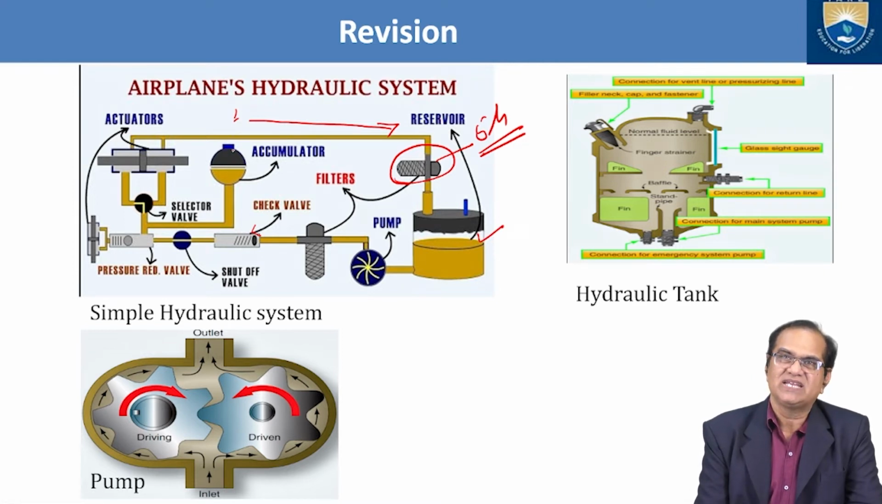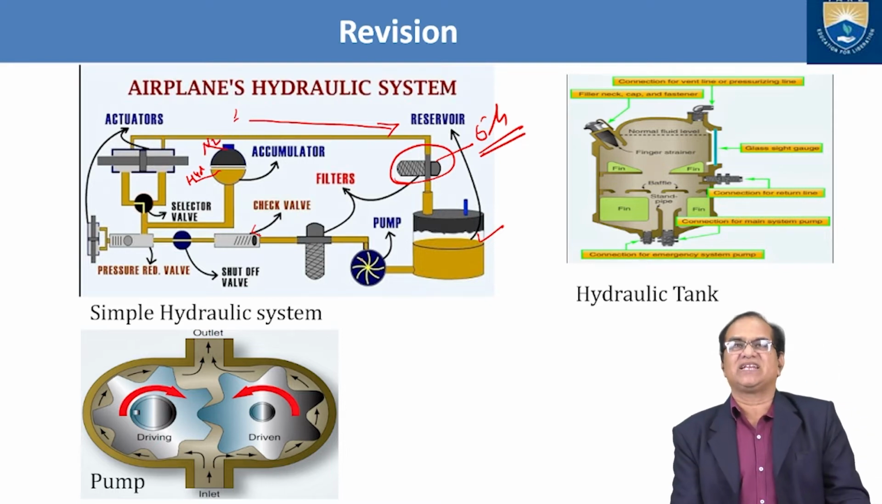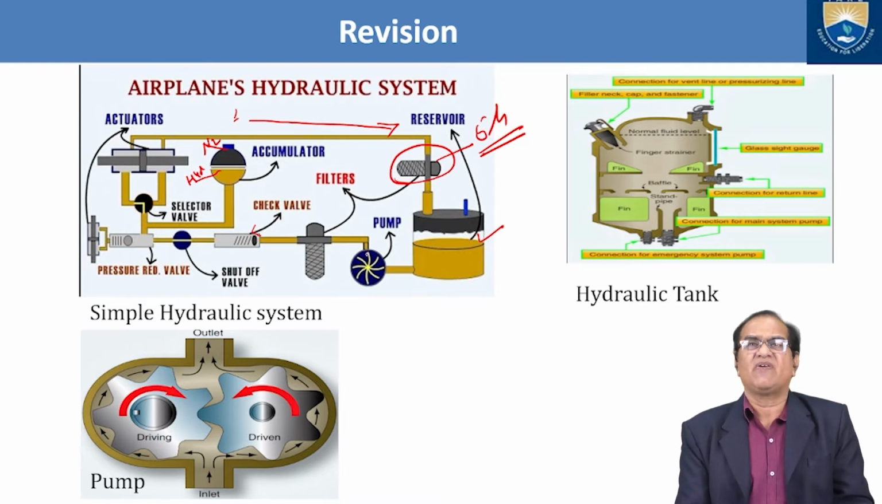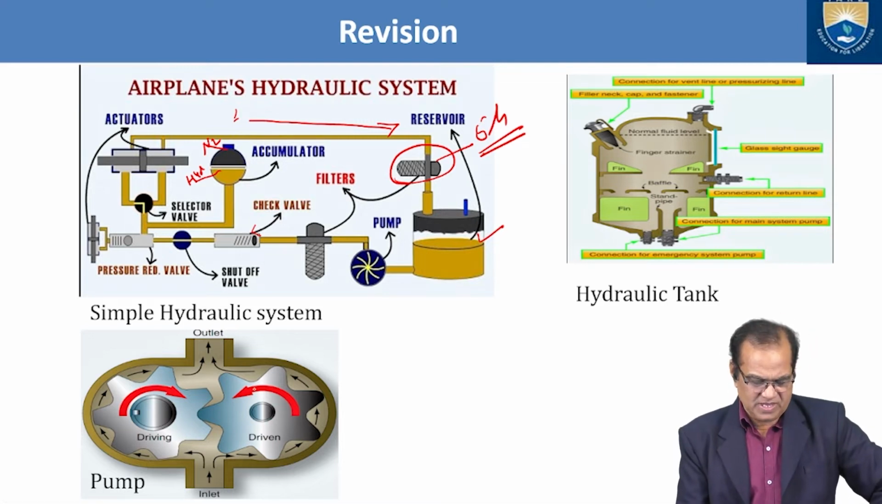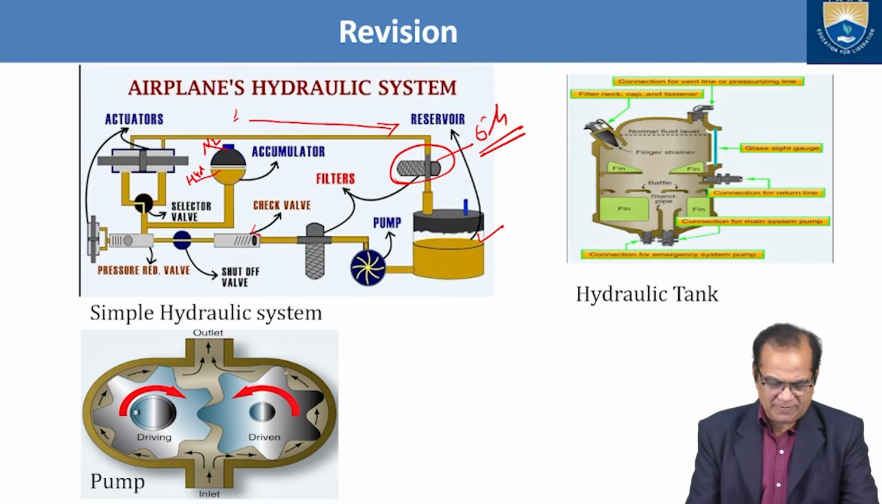This accumulator is the yellow color. This is the hydraulic fluid, and this is the nitrogen here, or air, but mostly we use nitrogen, because it is non-corrosive and non-fire. Fire will be prevented by nitrogen, but if we use air, the chance of fire is always present.